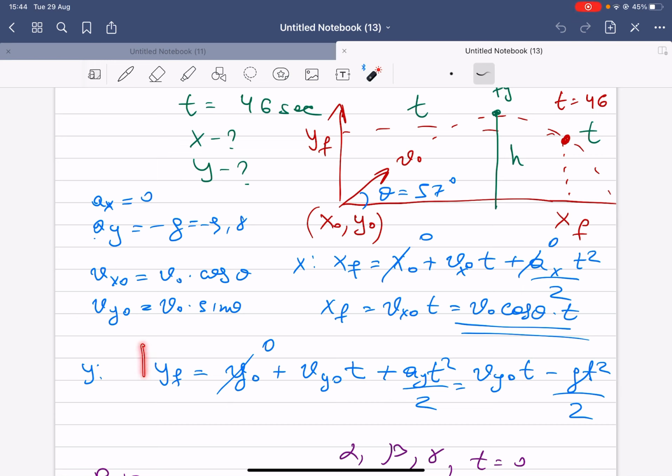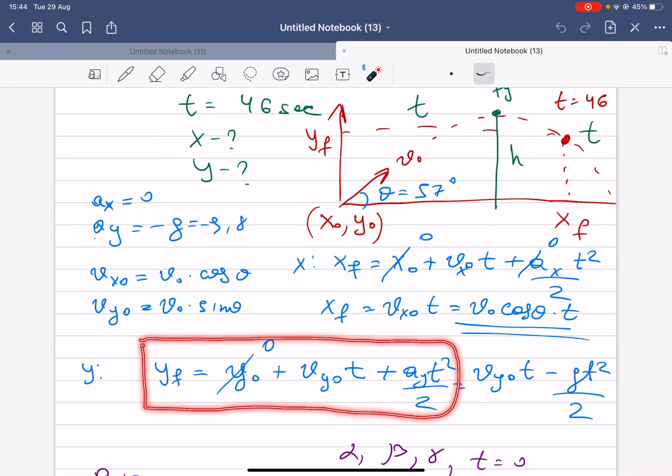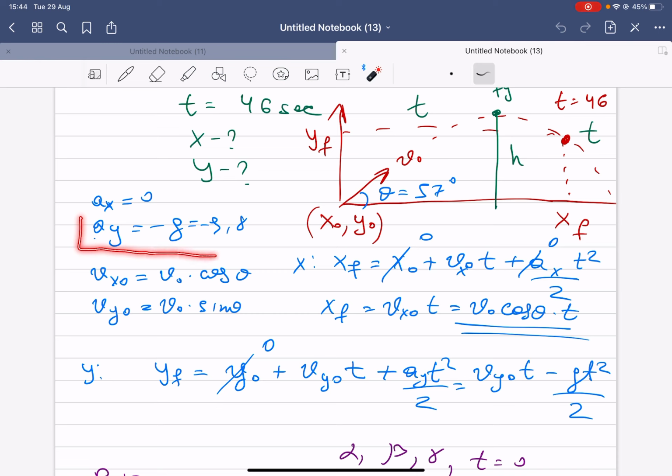Now what about the y final position? In this case, you have the equation where y final is equal to y initial plus vy initial times t plus ay times t squared over 2. Since we know that ay is equal to negative g, because g is always pointing downwards, we put negative g, which is equal to minus 9.8.